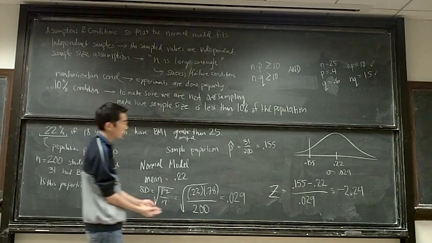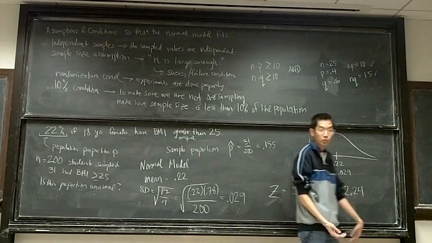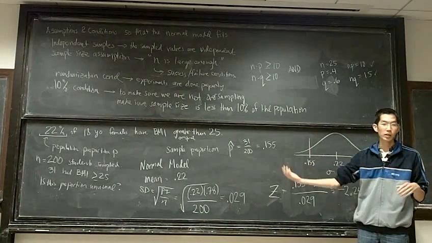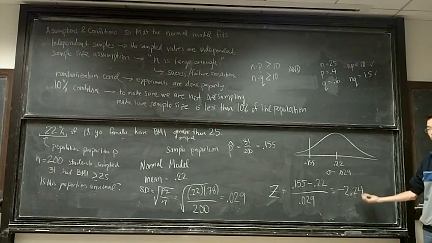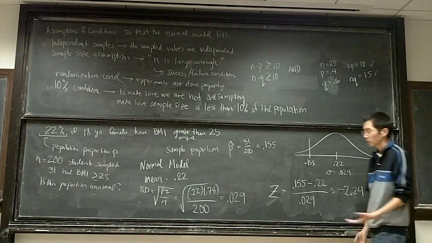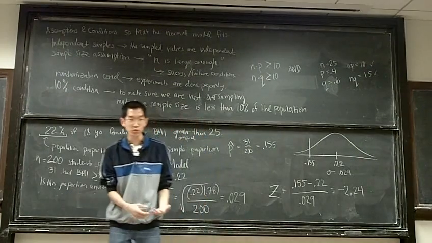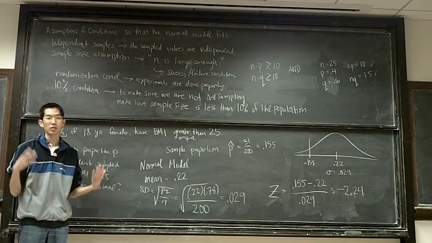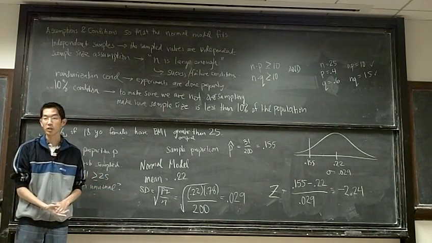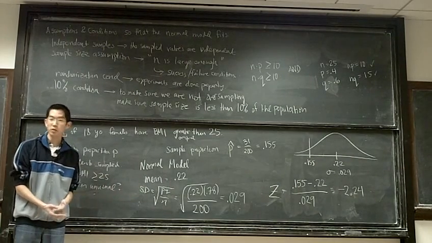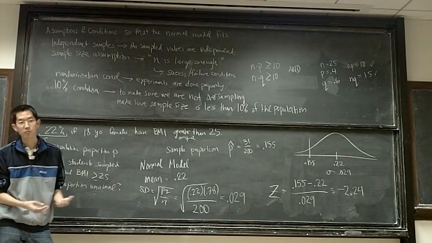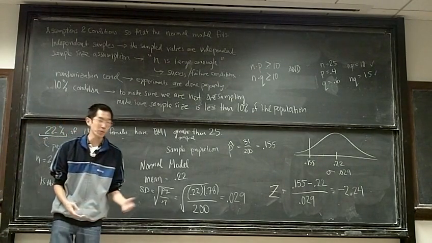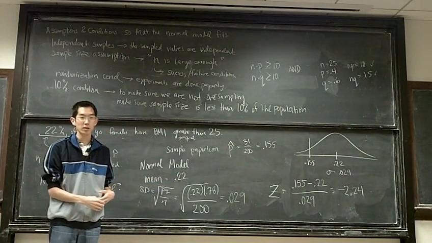So in this case, this is pretty unusual, because 95% are within 2 standard deviations, and here we're outside of 2 standard deviations. We're a little over 2 standard deviations away. So either we just happened to draw a very unusual sample, or maybe there's something about this college that is different from the general population. Maybe the people here have a lower BMI than the rest.